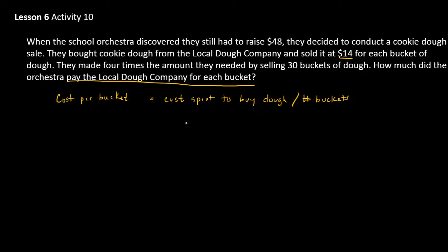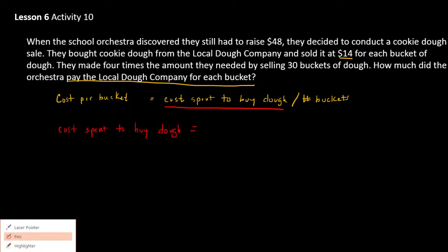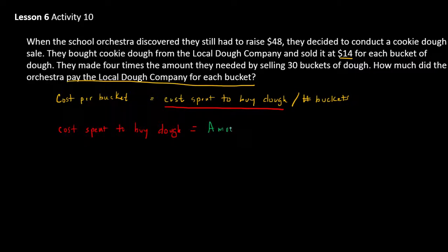Now, the cost spent to buy the dough is another thing that I don't really know, right? It doesn't say they paid the company this much money. So I also have to figure out the cost spent to buy the dough, or the money spent to buy the dough. How am I going to figure that out? Well, that's going to be equal to the amount sold minus the amount raised.